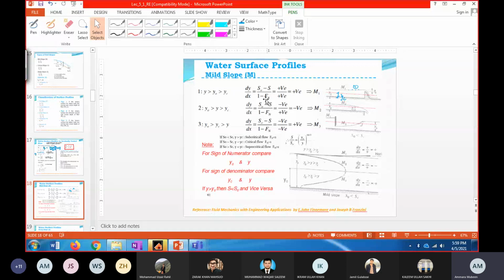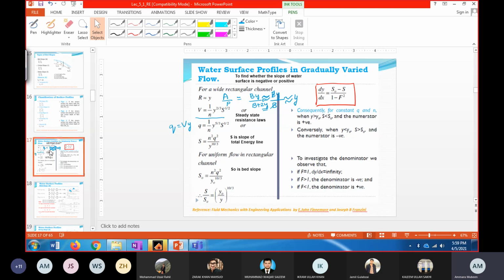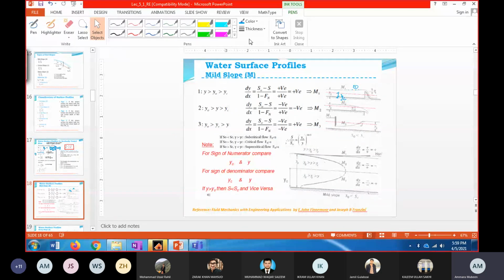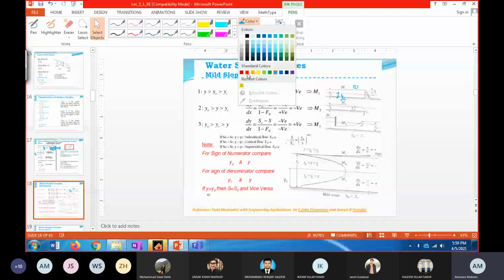And what about the denominator? Froude number for subcritical flow would be less than 1. So the denominator would be positive also. Here we have to write Fr square. It is not Fr. So there is a mistake here.